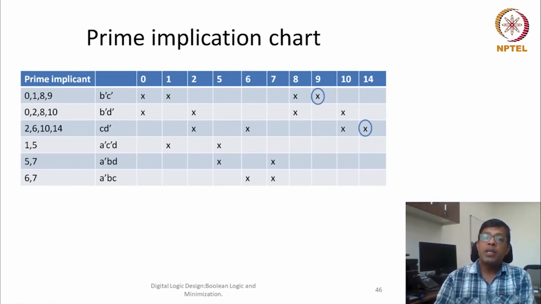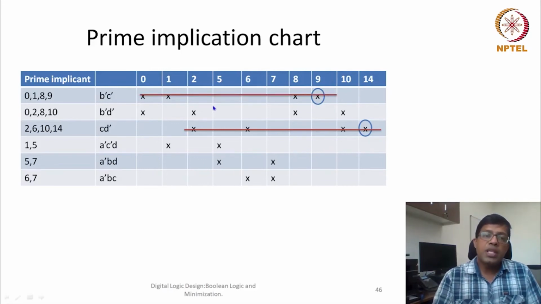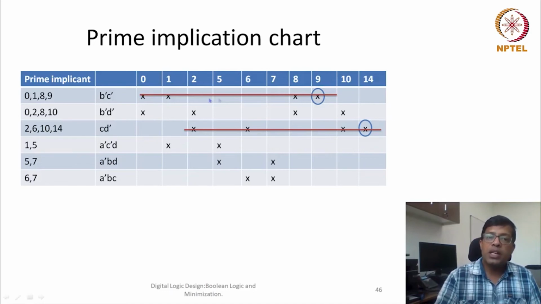Any implicant which is covering only this particular min term is essential. Essential means we have to take it in our final solution. Because we have to take them, we can put a cross here for 2, 6, 10, 14, and similarly we put a cross for 0, 1, 8, 9. Putting a cross means that any min term which has been taken care of by this particular prime implicant, we need not worry about.